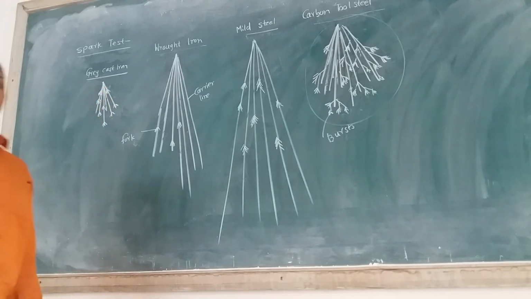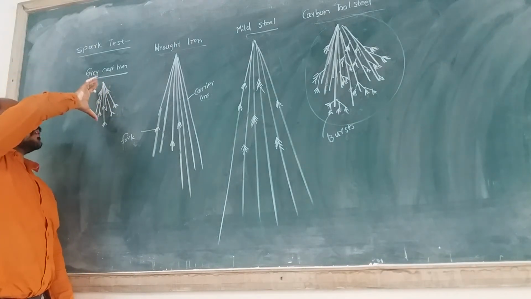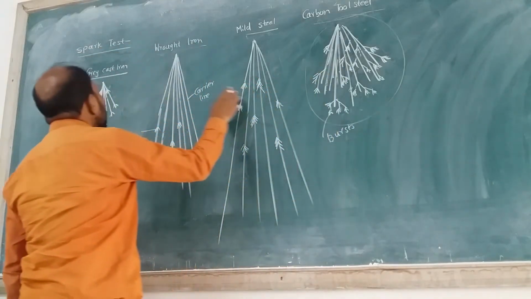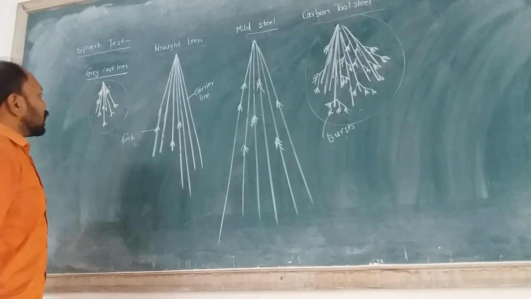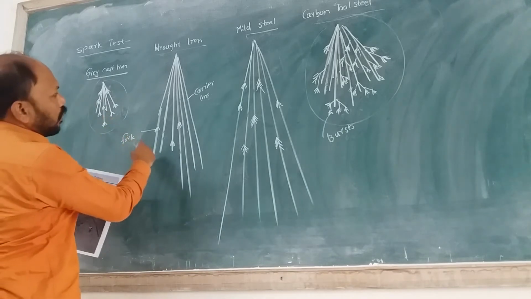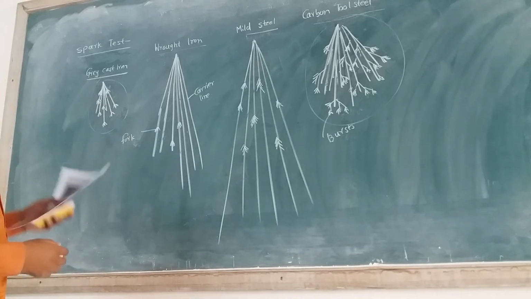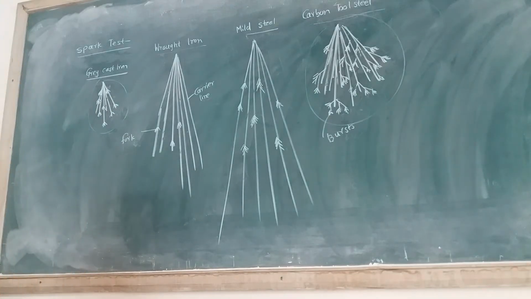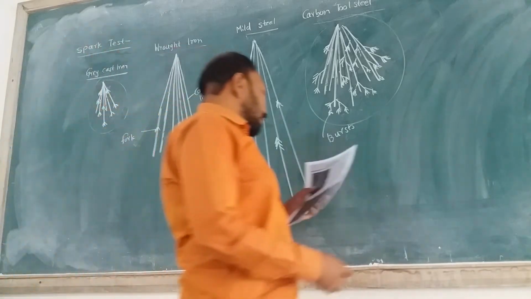Now, if we see the grey cast iron, grey cast iron shows very small length in this spark test as compared to carbon tool steel, mild steel, and wrought iron. In cast iron, this length becomes very small, and if we see, the forks present here are maximum in number, and branches or bursts are absent in case of grey cast iron. So this is about the grey cast iron.